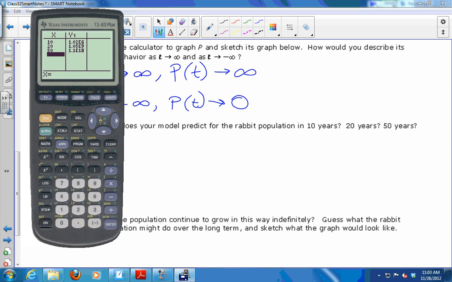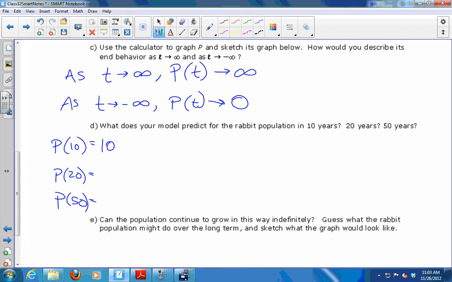And I get really large values, right? 1.02 times 10 to the 6th. That means move the decimal 6 places to the right. So 1,020,000 rabbits.